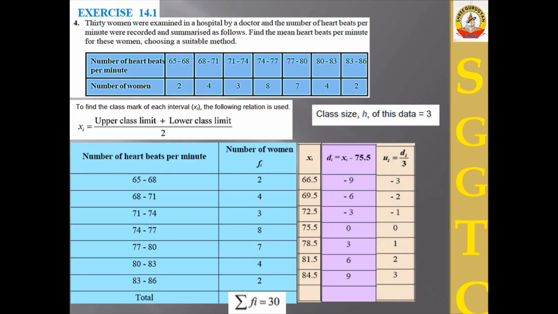Going ahead and applying ui, which is di upon class size. Class size is h, and it becomes 3. So for the final answer, your fi into ui: 2 into minus 3 is minus 6, 4 into minus 2 is minus 8, 3 into minus 1 is minus 3, and the total sum, sigma fi ui, becomes 4. Yes students, after that it is very easy. So sigma fi ui, your answer is only 4. Finally, sigma fi is 30, sigma fi ui is 4, apply the formula, put in the values, and you get the answer easily.